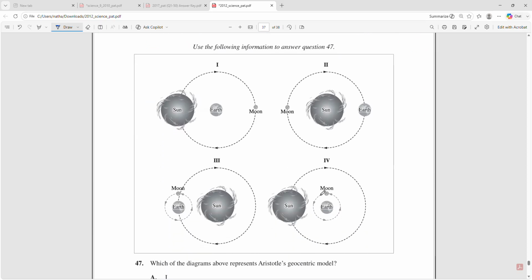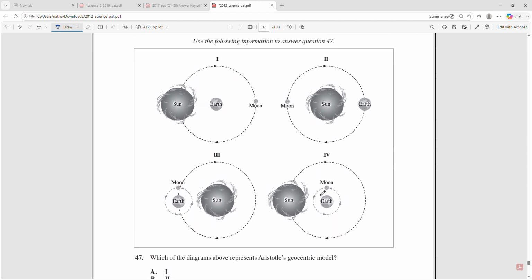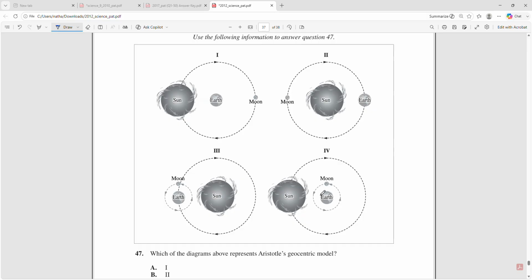Okay, next one. Use the following information to answer these questions. To the next question. Which of the diagrams above represents Aristotle's geocentric model? Okay, geocentric means Earth in the middle. So that has sun in the middle, that has sun in the middle. Here are these two. So the geocentric model is saying everything goes around the Earth.